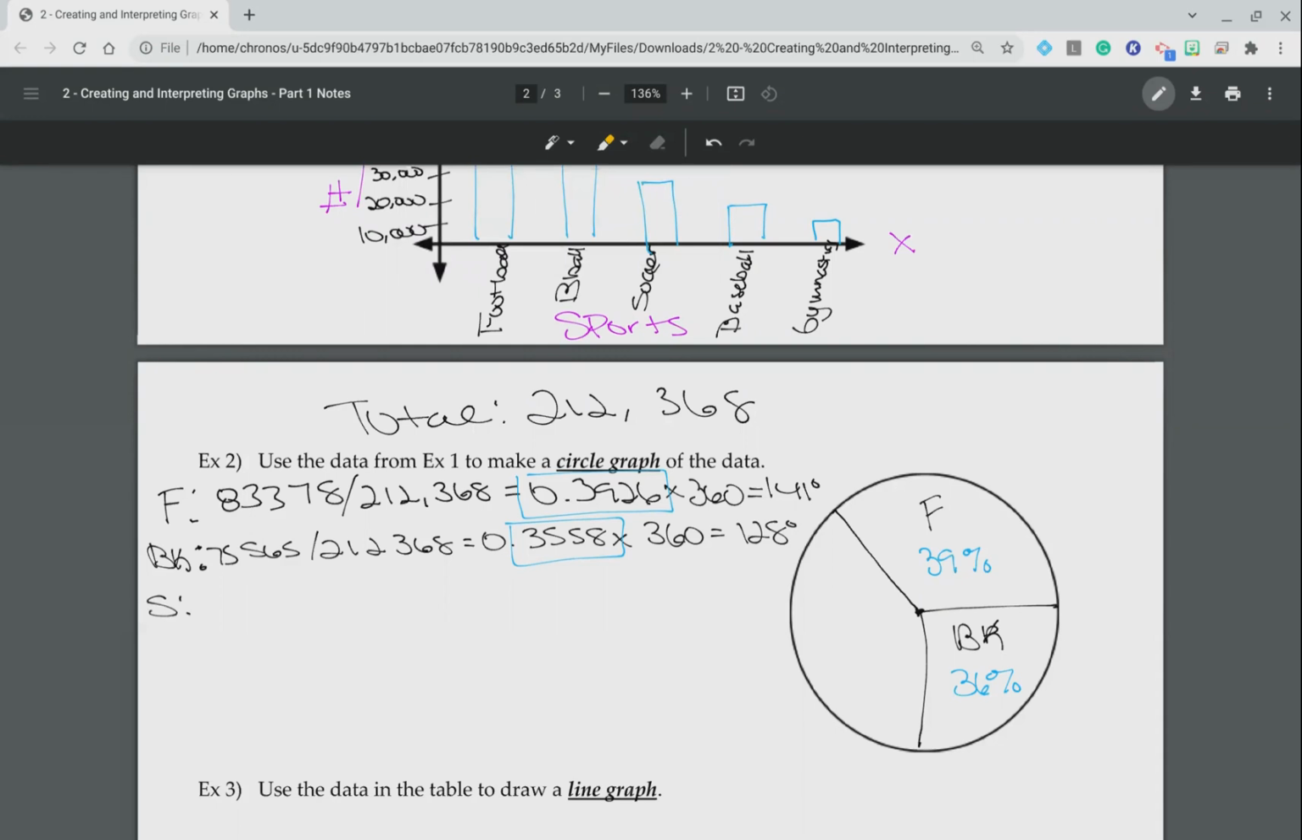All right, soccer. We had 22,415 injured. Divide that by my total. And I got 0.1055. Multiply that by 360. And I'm getting that to be about 38 degrees. So that is not very big, maybe about right here. So soccer, here's my percentage. I'm going to say was about 11%.